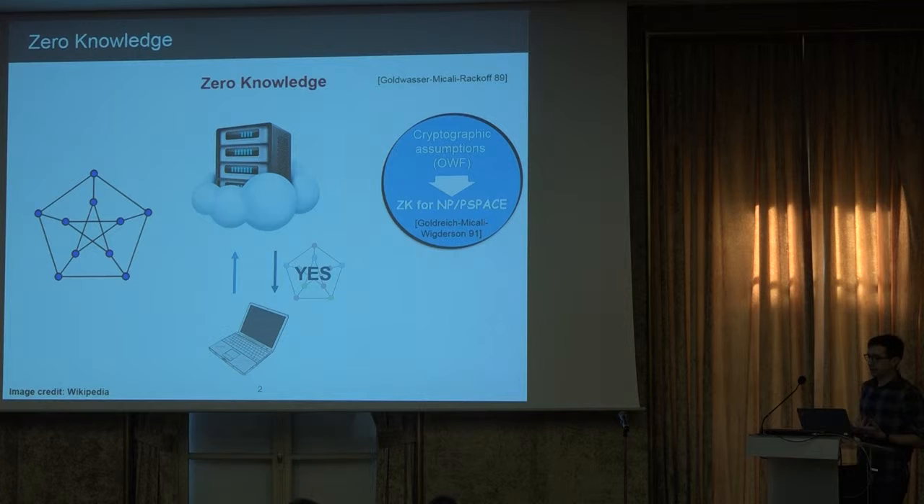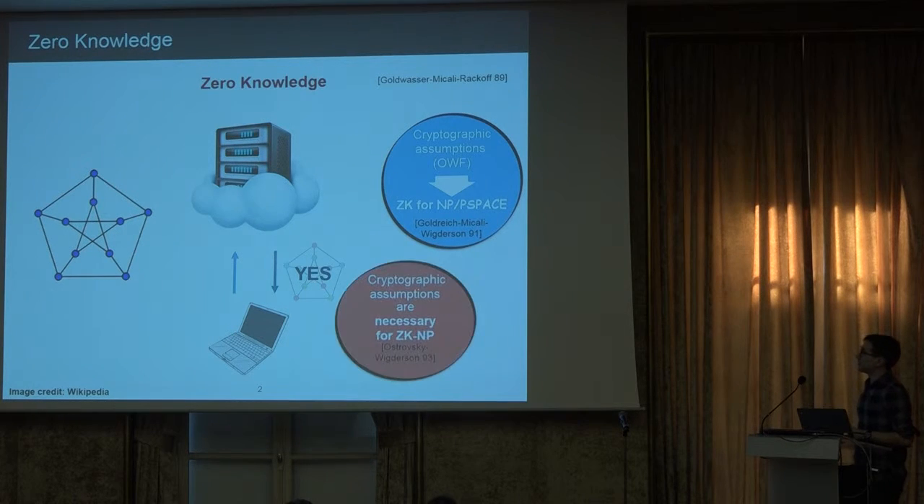And in the classical setting, we know a lot about this. So in the classical single proof setting, when we make a cryptographic assumption, we assume the existence of one-way functions, then we can obtain zero knowledge for all languages in NP or even PSPACE. And this is a classical result. And it turns out that this is necessary, so you need to make cryptographic assumptions if you want to get zero knowledge for NP.